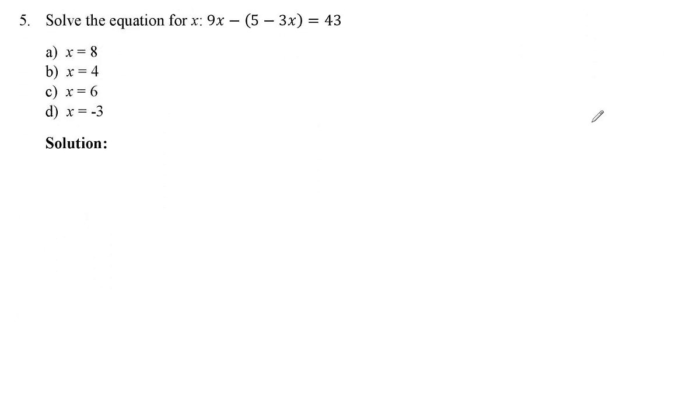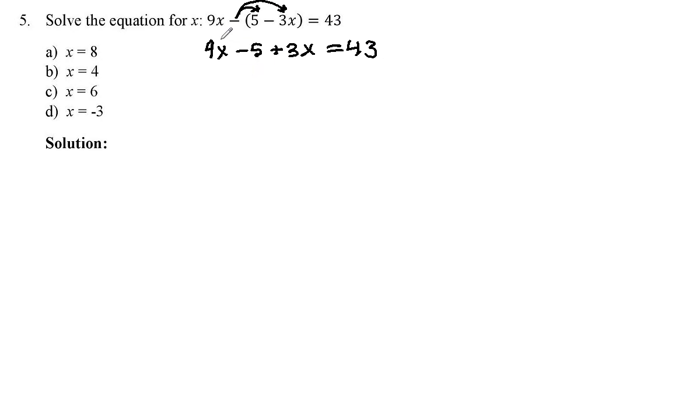Number 5, we are solving an equation for x. So let's see here. We want to remove those parentheses and change the signs. So that'll be a -5 and a plus 3x. And we're setting that equal to 43. So essentially this negative means -1. Distribute that negative sign in here.